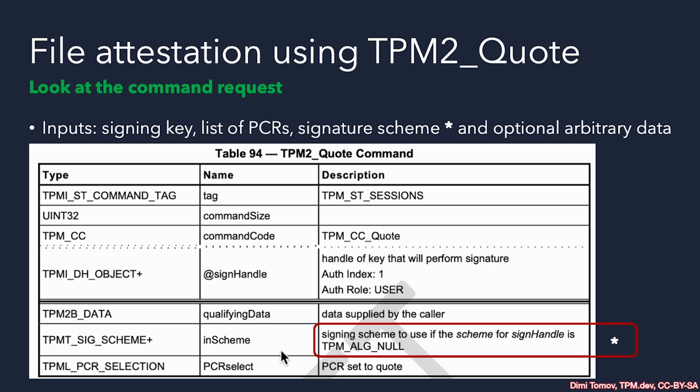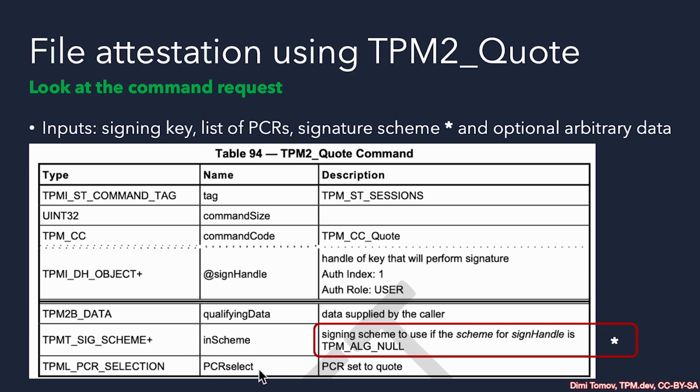inScheme tells us what is the signing scheme to be used by the TPM, and this usually is already specified in our key, but in case it is set to no, and this is the TPM_ALG_NULL define, then this command will look at the inScheme field to determine what signature scheme should be used to perform the digital signature over the evidence.